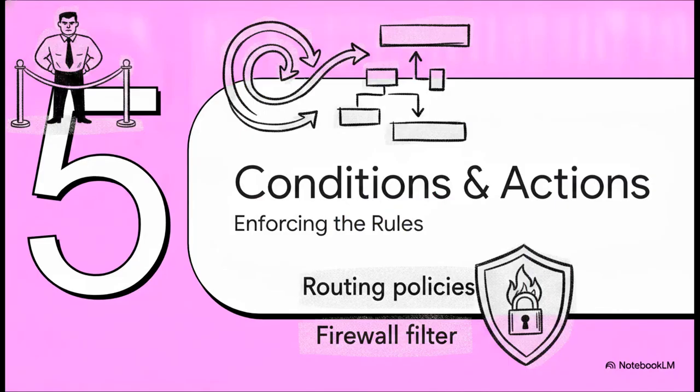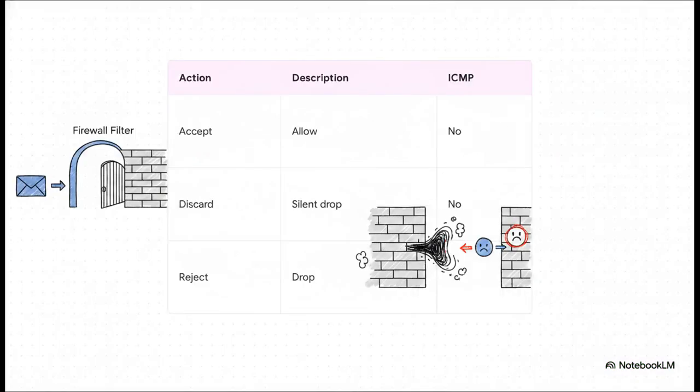Section 5. Match conditions and actions. Enforcing the rules. So when a packet actually matches your conditions, you typically choose one of 3 terminating actions. Accept is pretty obvious. It lets the packet through. But look closely at the difference between the next 2.